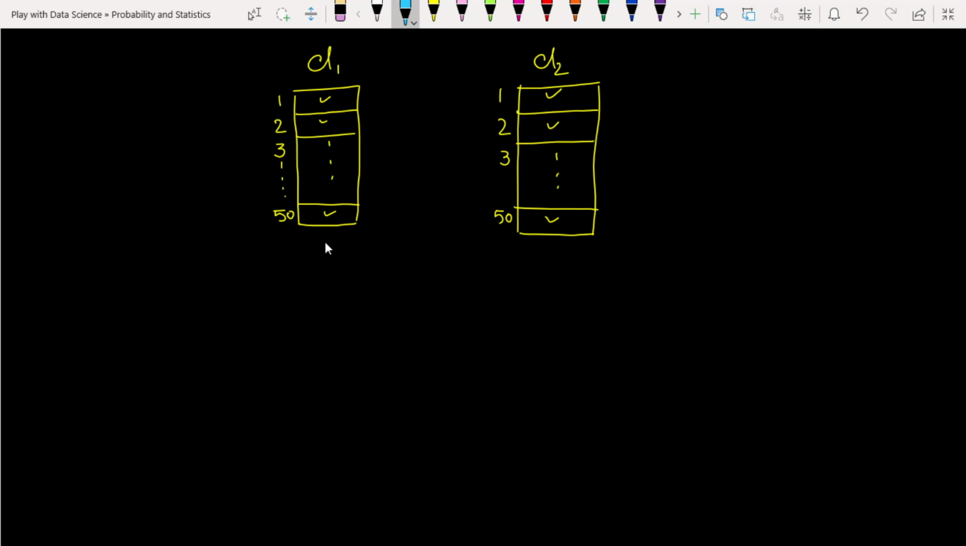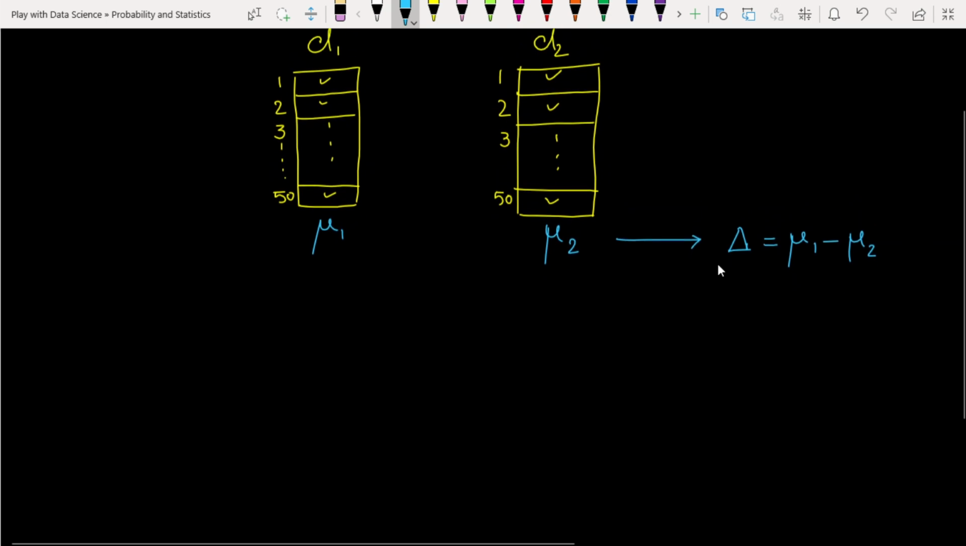First we calculate the means. Suppose the mean of class 1 is mu1 and the mean of class 2 is mu2. After calculating these means, we have to find their difference. Suppose the difference is delta, where delta equals mu1 minus mu2. It does not matter whether you use mu2 minus mu1 or mu1 minus mu2; it depends on your requirement, so don't be worried about that. We just have to take the difference.